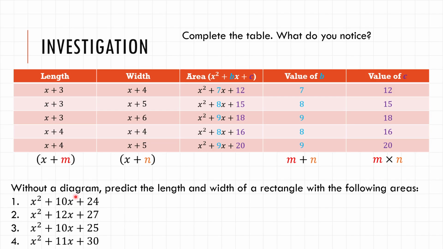And so if I want to find the length and width of a rectangle with the following areas, I need to find basically what are m and n, what are 2 numbers where if I add them together, I get B, I get 10. And if I multiply them together, I get C, which in this case is 24. Think about that for as long as you need to see if you can find out what 2 numbers add up to 10 and multiply to 24.